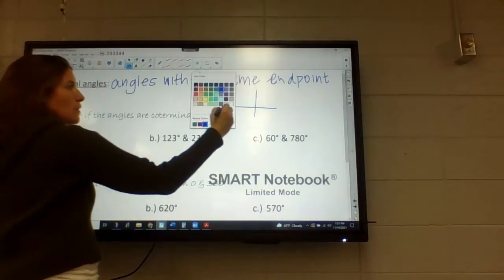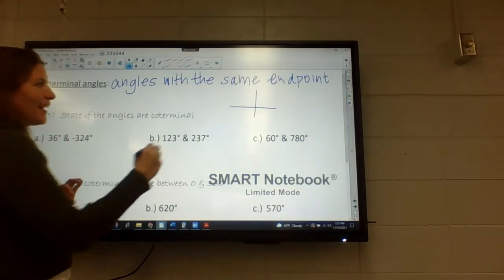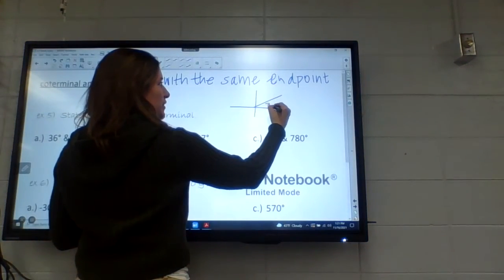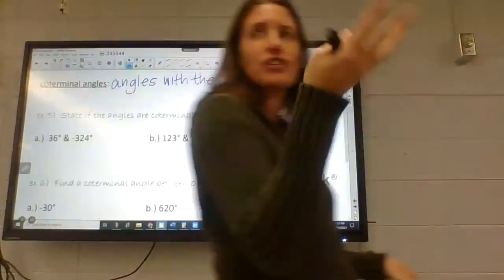If I have a 30-degree angle here, an angle that would have the same endpoint, picture it like the hands of a clock: 12 hours from now, the clock's hands are going to look exactly the same. Yeah, 24 hours, right. 24 hours will also be back the same. So we probably could just bypass the 12-hour one.